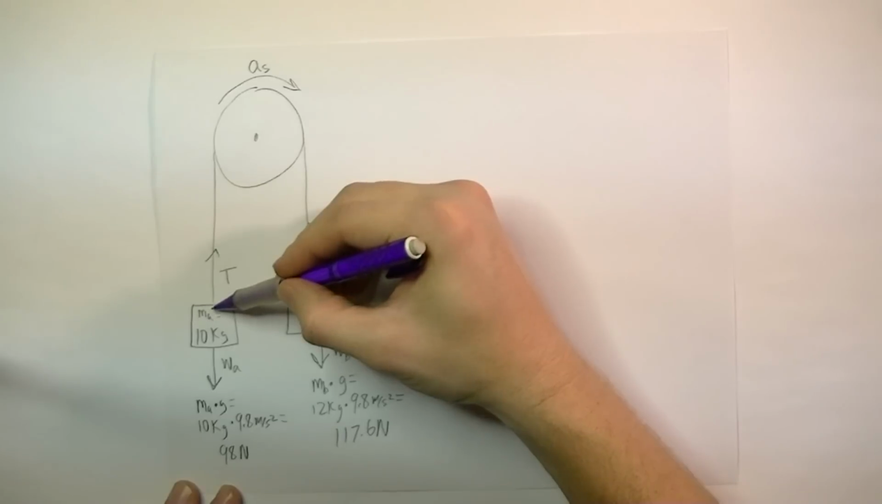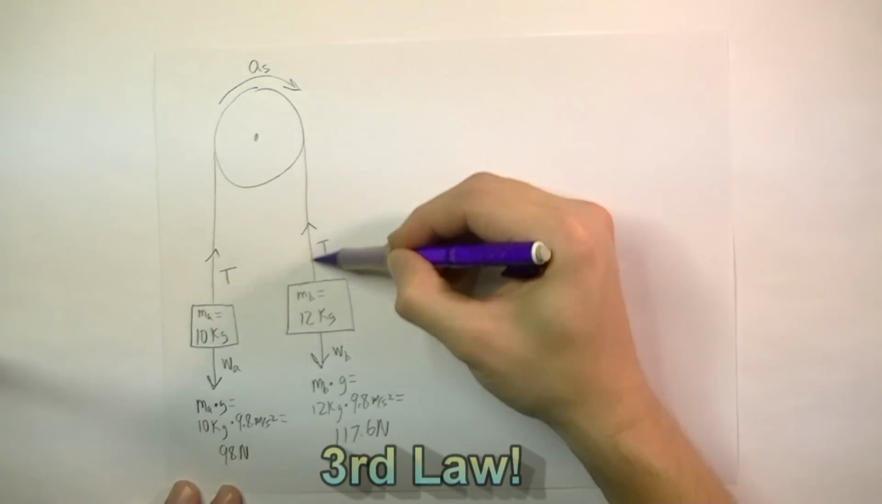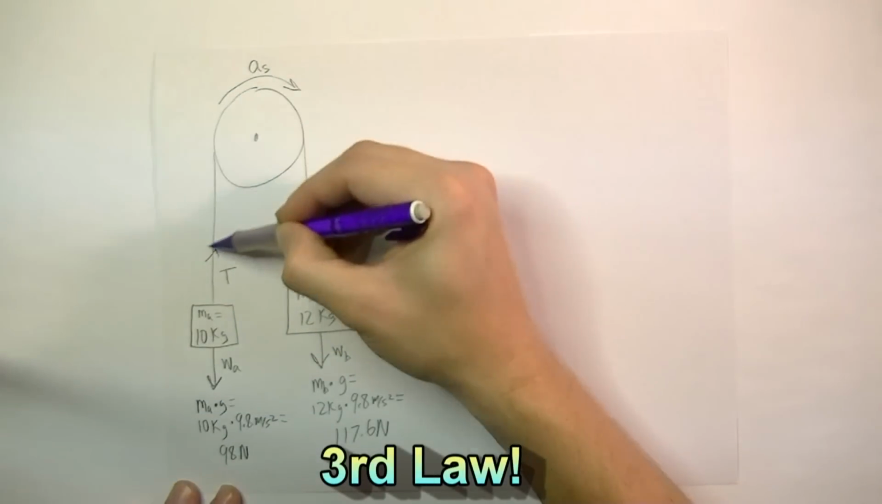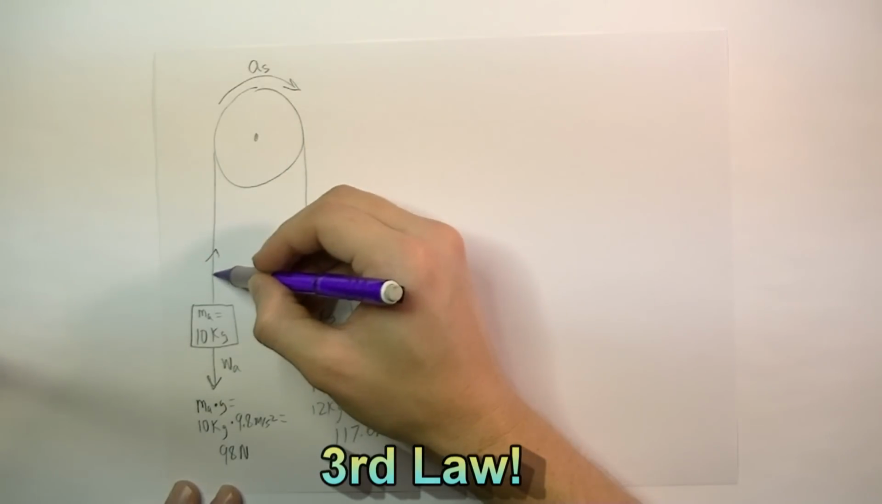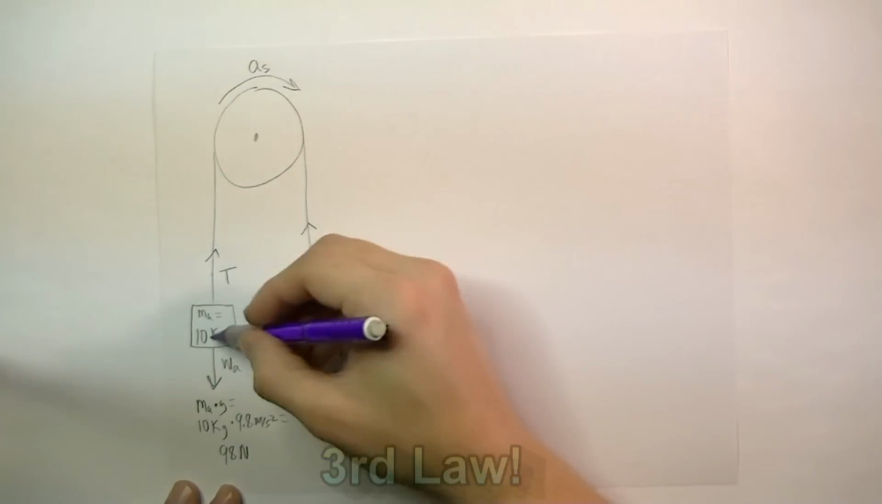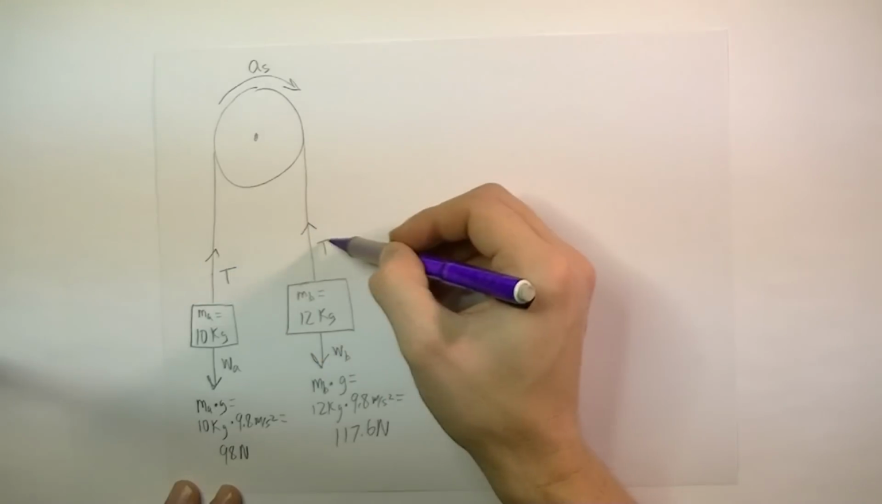Now, because of Newton's second law, the tension in the rope must be equal everywhere, in opposite directions. The tension in the rope here is the same as the tension of the rope here, even though the masses are different. So the tensions are equal.